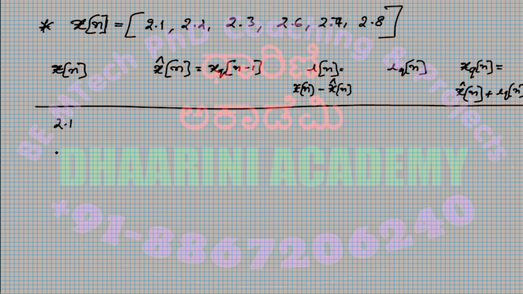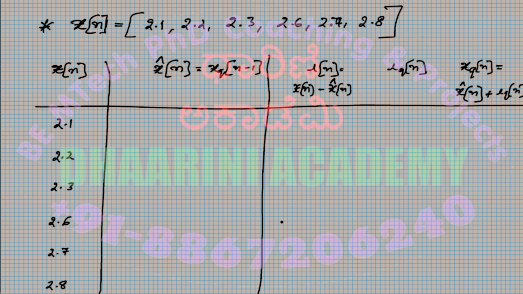So 2.1, 2.2, 2.8. So this first column is over. Always in the second column, the first value will be 0, because it is some previous value, and I don't have any previous value. Okay, subtract, because the next column is simply 2.1 minus 0, 2.1.